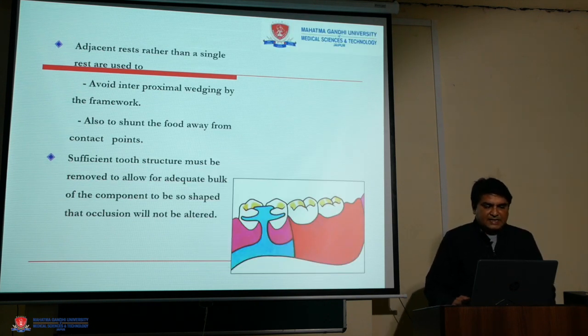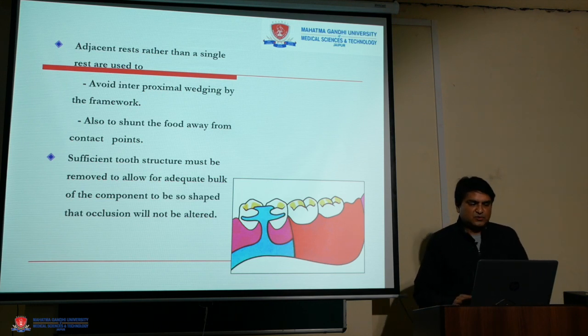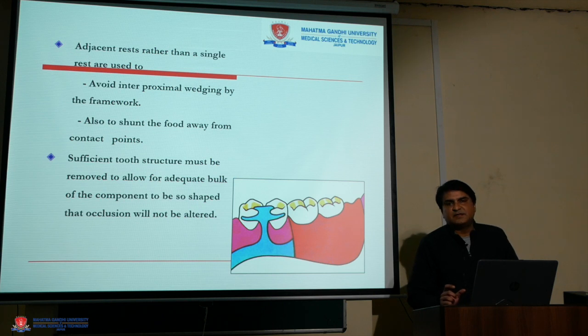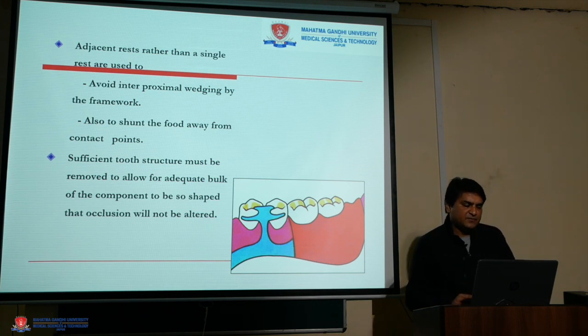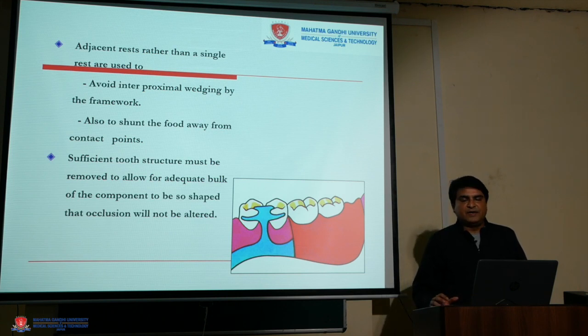In embrasure rest, the adjacent rests rather than a single rest are used to avoid interproximal wedging by the framework, and also to shunt the food away from the contact point when there is a gap between the teeth or the teeth are periodontally weak. So sufficient tooth structure must be removed to allow for adequate bulk of the metal.